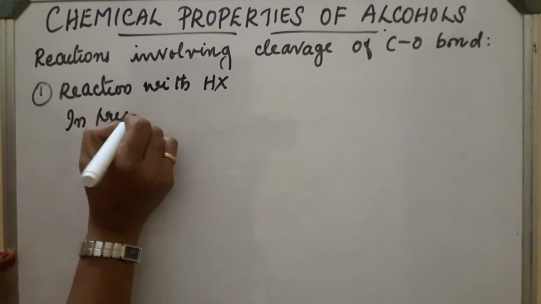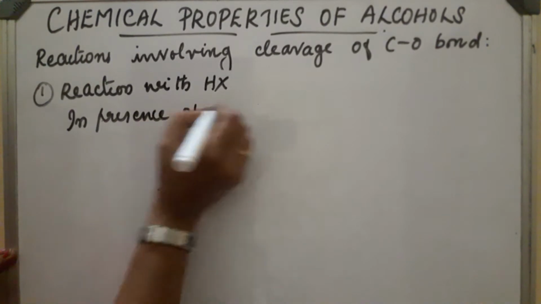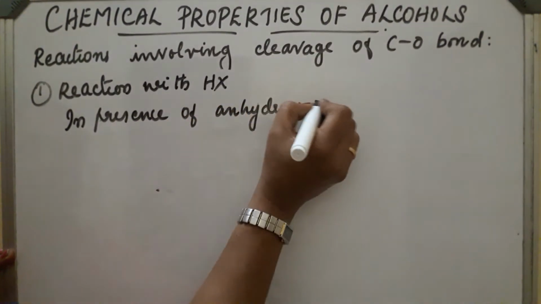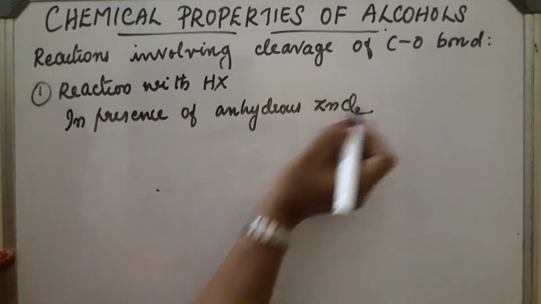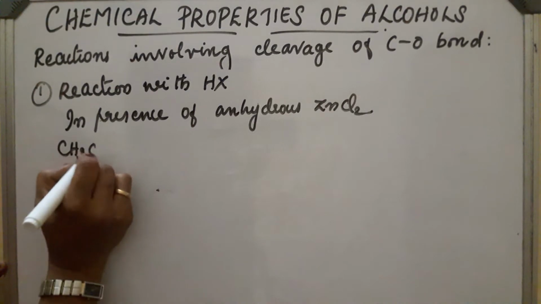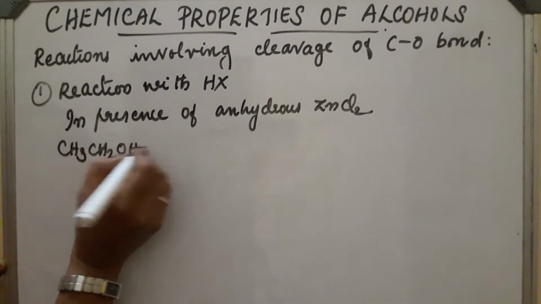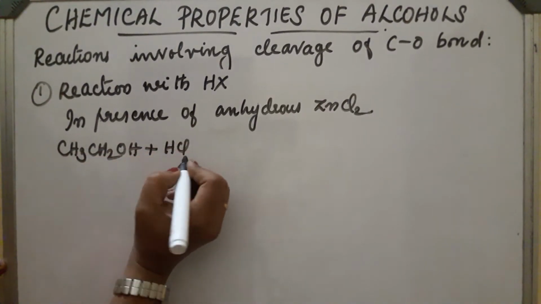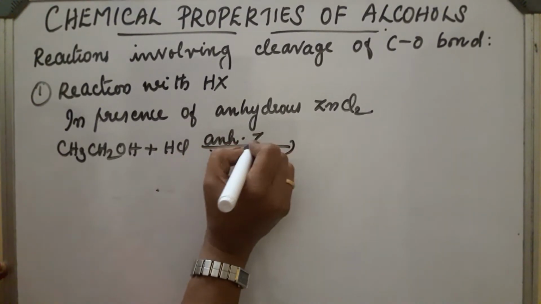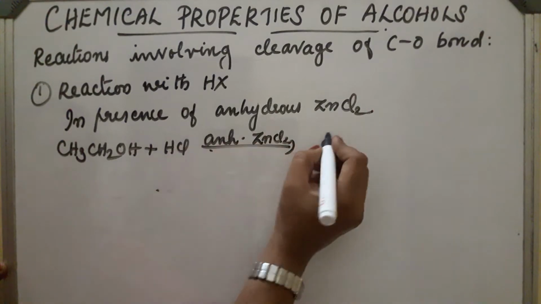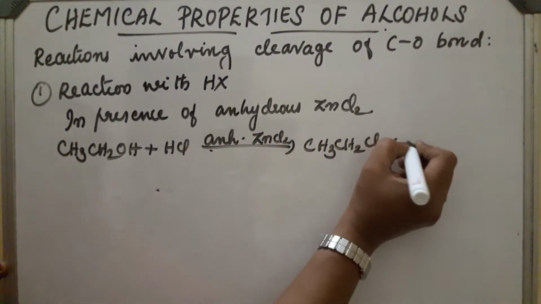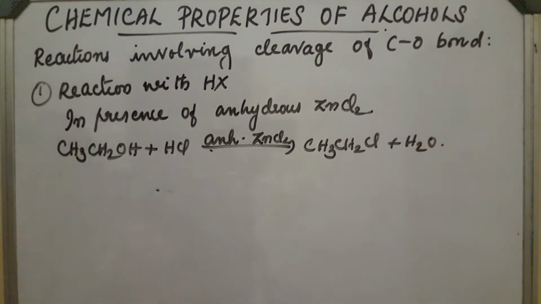In the presence of anhydrous ZnCl2, the reaction takes place. Take one example, CH3CH2OH plus HCl in the presence of anhydrous ZnCl2 gets converted into alkyl chloride plus H2O. This is the reaction.